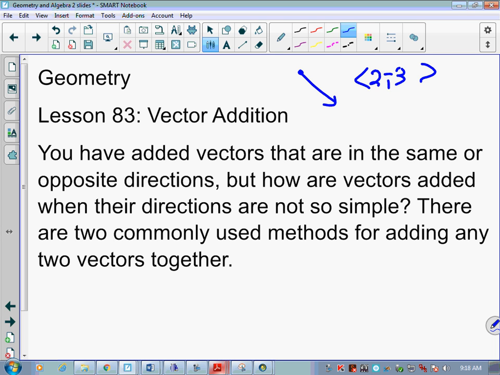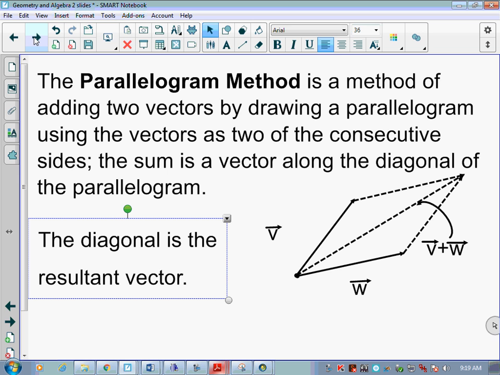So we've added vectors that are in the same or opposite directions, but how are vectors added when their directions are not so simple? There are two commonly used methods for adding any two vectors together, and I'm going to show those to you. The first method is called the parallelogram method. It's not my favorite method. I think it requires a lot more work, and it's going to come to the same answer, but I'll at least show it to you.